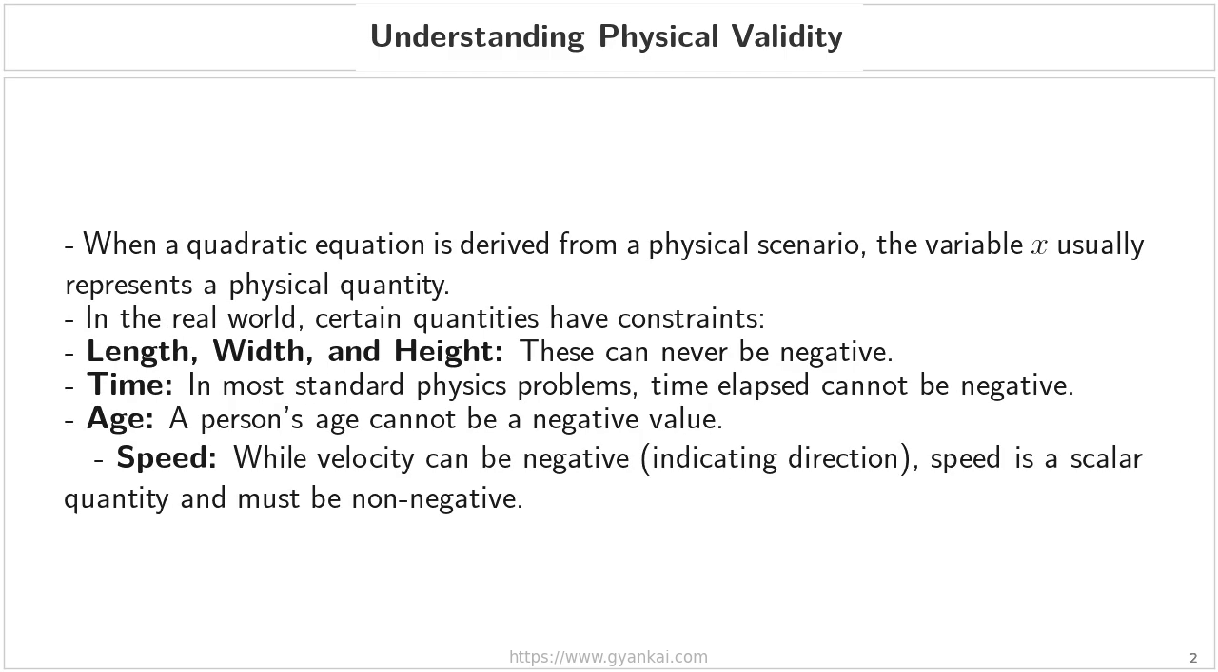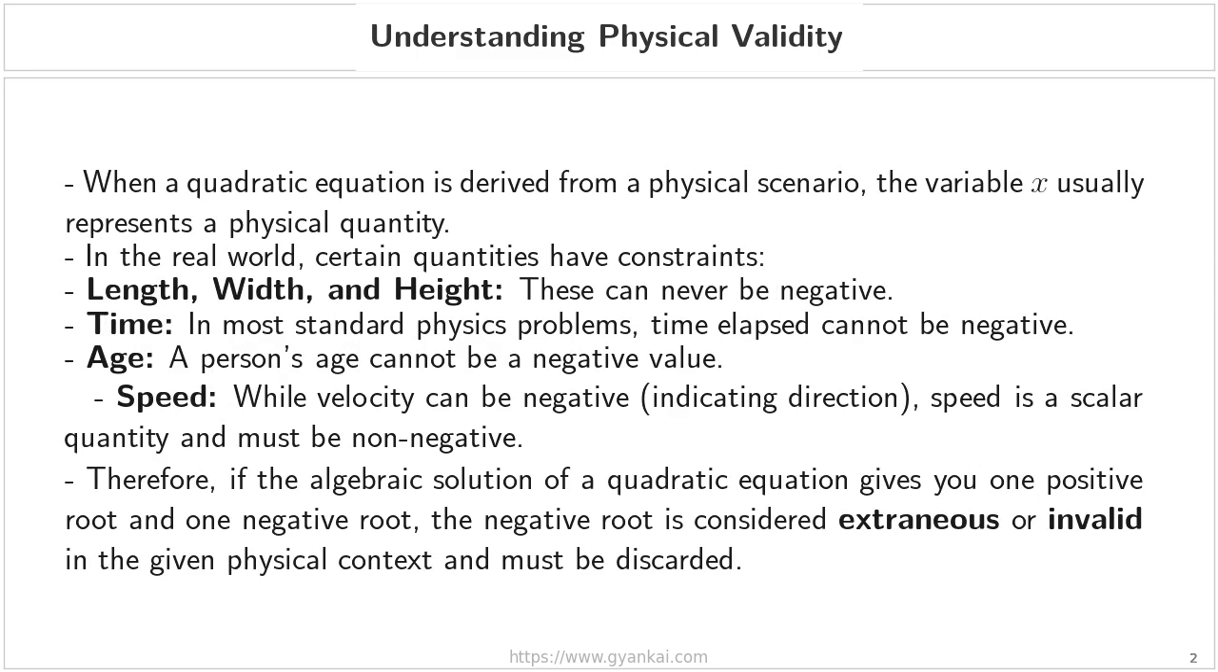Think about it this way. In the real world, certain measurements simply cannot be negative. For instance, dimensions like length, width, or height must always be positive values. Similarly, when we look at time elapsed in most standard physics problems, we can't have a negative amount of time passing. The same applies to age. A person's age cannot be a negative value. Even when dealing with motion, while velocity can be negative to show direction, speed is a scalar quantity, meaning it must be non-negative.